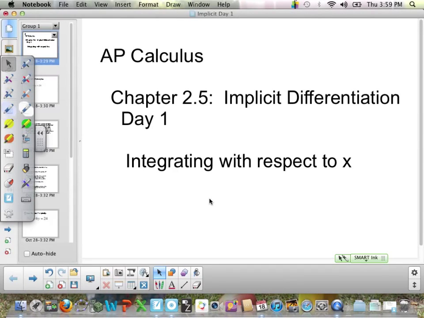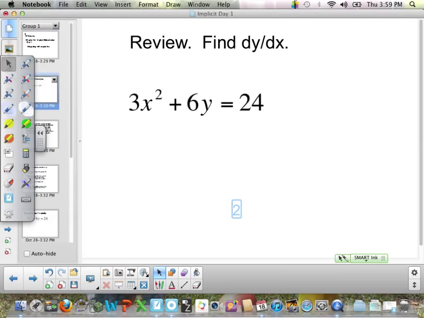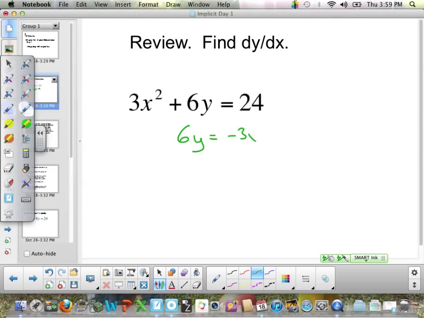Chapter 2.5, Implicit Differentiation, Day 1, Integrating Implicitly with Respect to x. Review, find dy/dx. We've done problems like this before, and every time we've done them, we've solved for y. So let's solve for y first. We'll subtract 3x squared and divide by 6. And then we can find dy/dx. And we get negative x as our derivative.